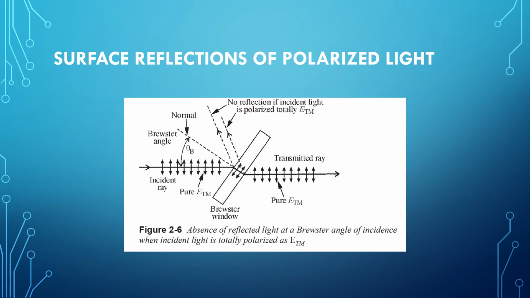So here is that figure, and you can see it's showing us that we have an incident ray. It's at the Brewster angle, and it's telling us that there is no reflection if the incident light is polarized and totally ETM, and we have our transmitted ray as it goes through the glass.